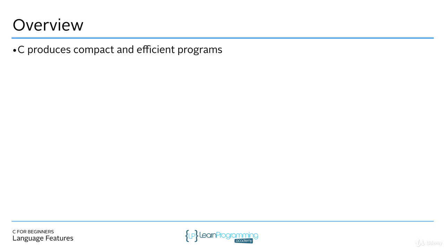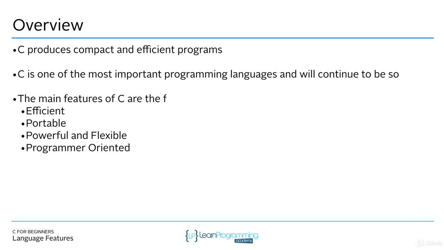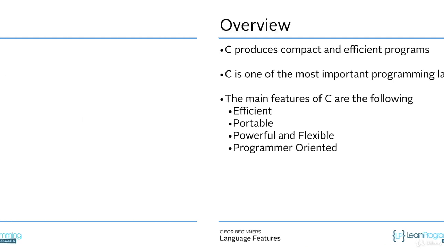That is a language feature, though. That's important. It's one of the most important programming languages and will continue to be so. We know all this, so I just, again, want to reiterate it. But the main features of the C language are that it is efficient, portable, powerful and flexible, and programmer-oriented. We're going to cover these in more detail, what this means, but these are important characteristics of C. We need to understand them, again, in order to understand how to write code in this language.